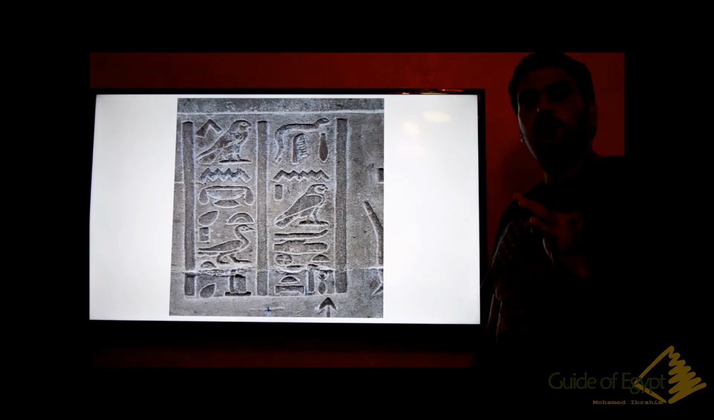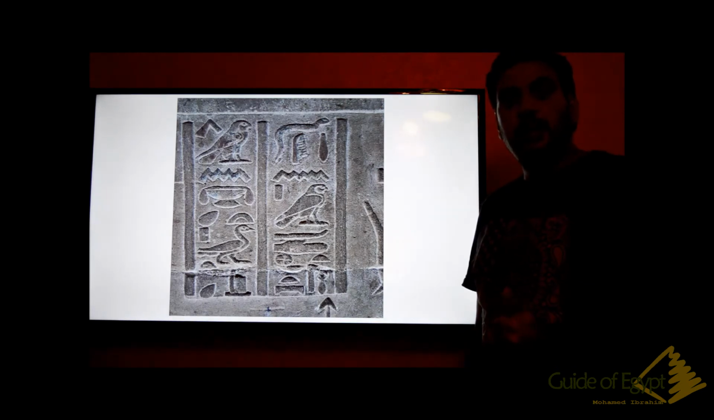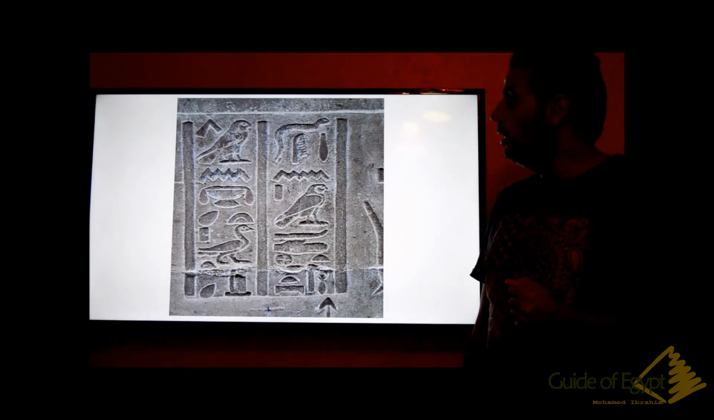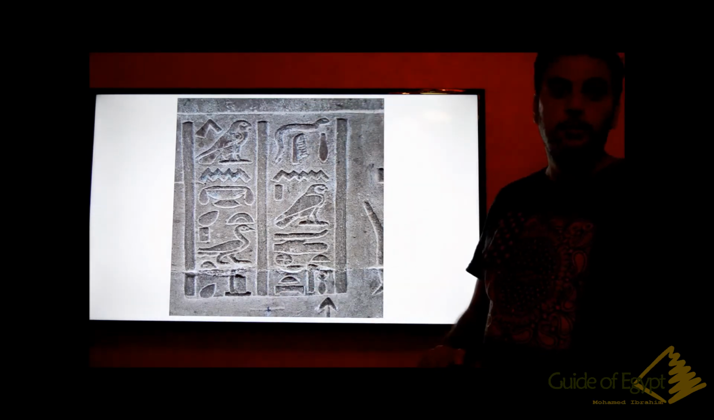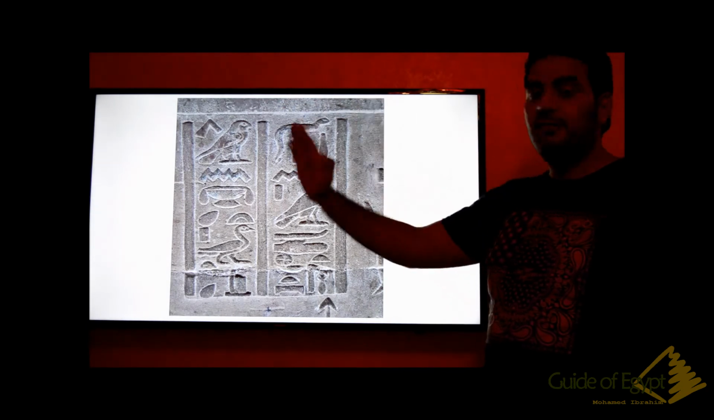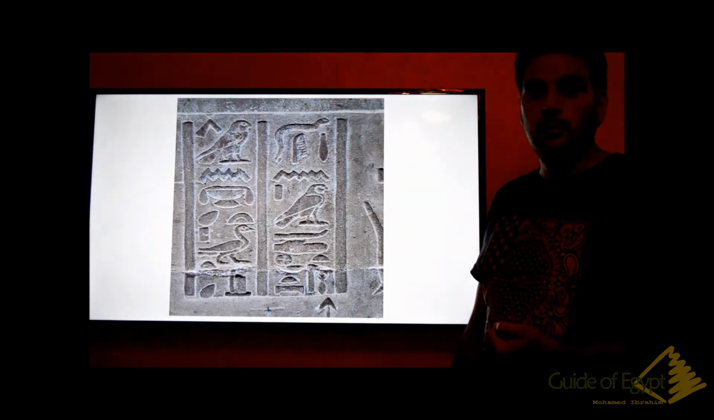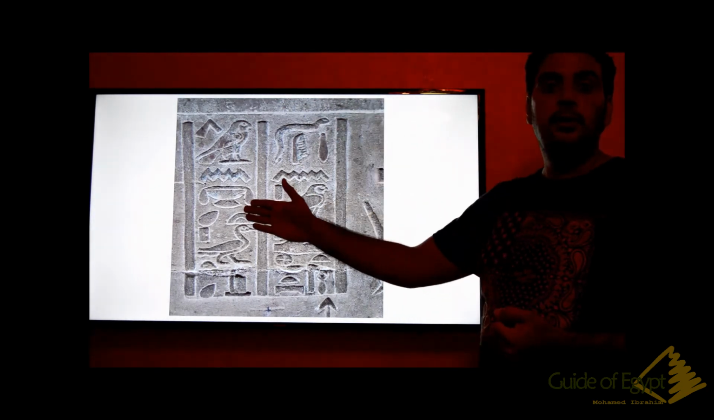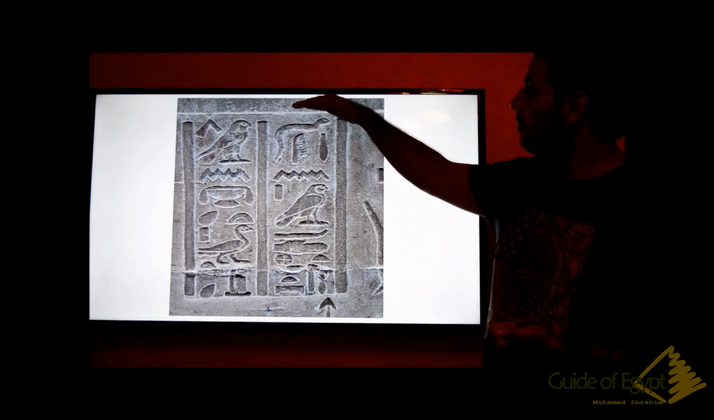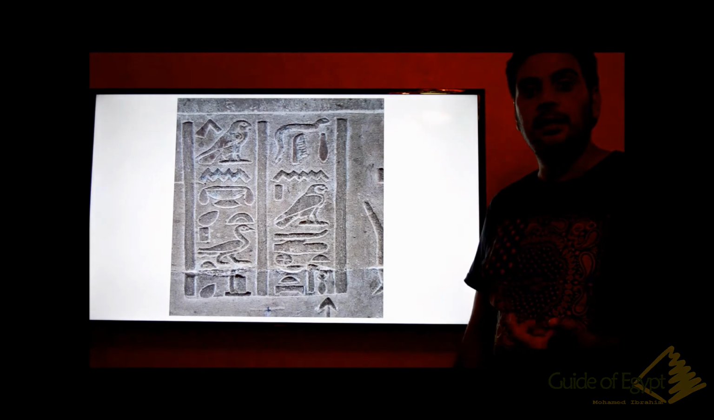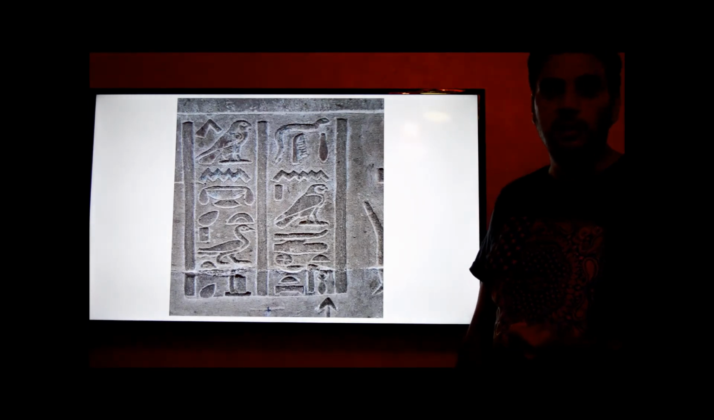So 3 ways only, but we don't have reading from bottom to top. So we have from left to right like the Western world, we have right to left like the Eastern world or Middle East, and we have from top to bottom like the Asian style of writing.